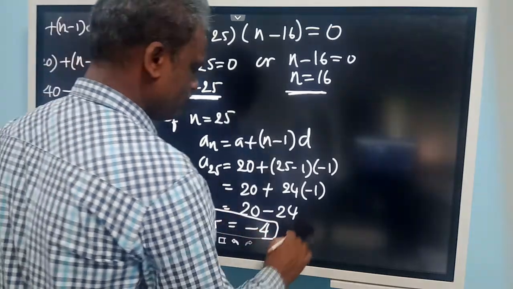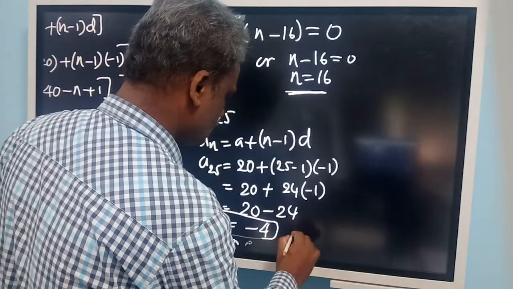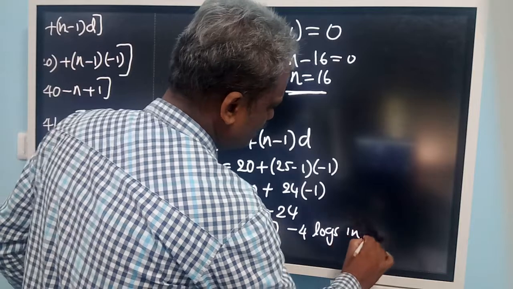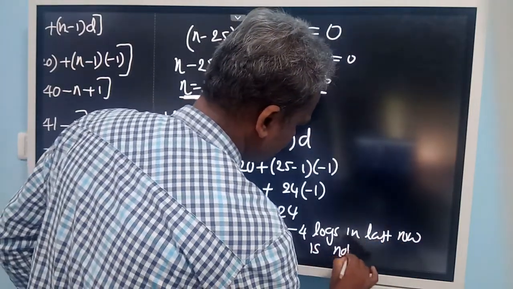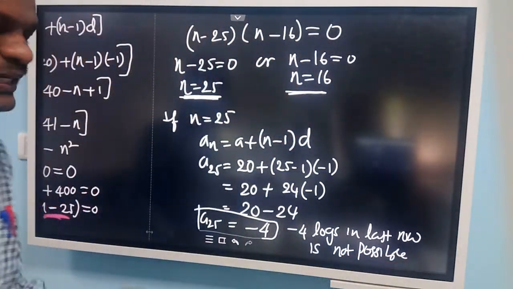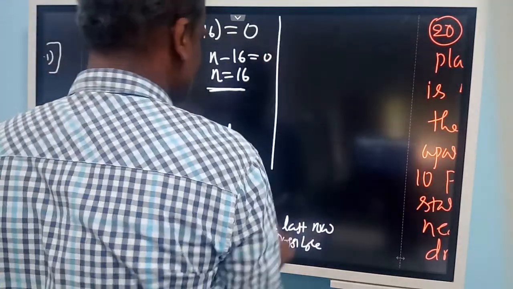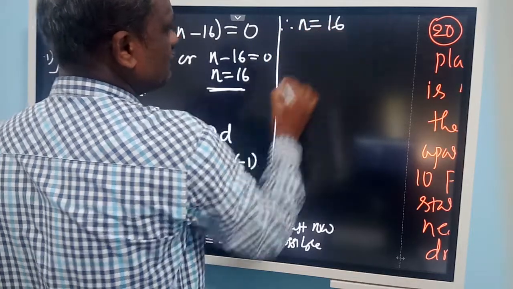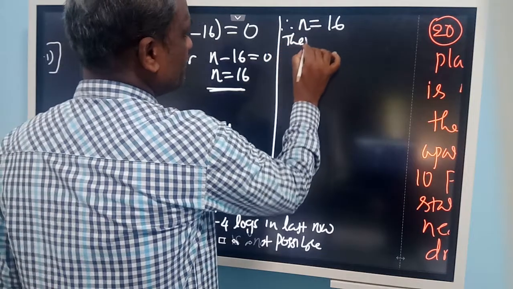It is not possible. So minus 4 logs in the last row is not possible. You cannot have the negative number here. The value should be positive only. So therefore, you can take this. So n must be 16. Therefore n is equal to 16. There are 16 rows.